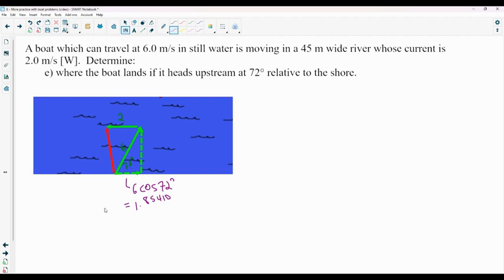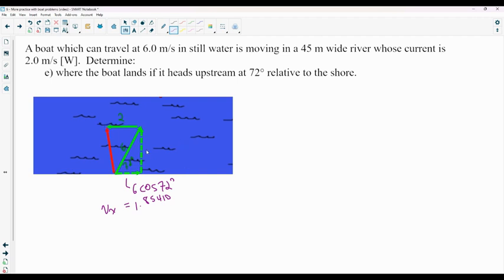And we're going to call this our velocity in the x direction for this particular vector, for the heading. But we can't forget there's also the current that's going to counteract that. It looks to me like the current is bigger. 2 is bigger than 1.85410. So that means the current is going to win and our boat is actually going to drift downstream.